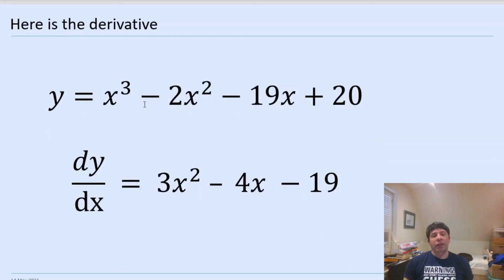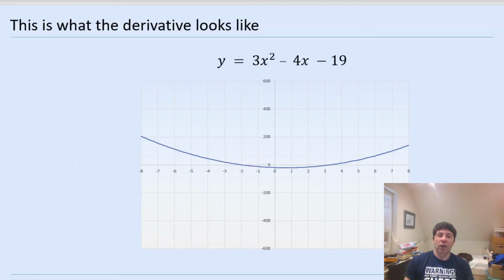So let's differentiate it. The differential of x cubed is 3x squared. The differential of minus 2x squared is minus 4x. So we multiply by the 2 and then reduce the index by 1, so it becomes minus 4x to the 1. The derivative of minus 19x is just minus 19. And the derivative of 20 is just 0 because constants differentiate to 0. They don't change at all. This is what the derivative looks like.